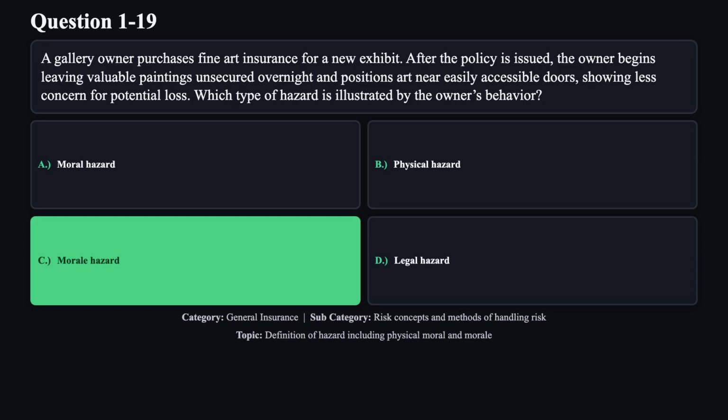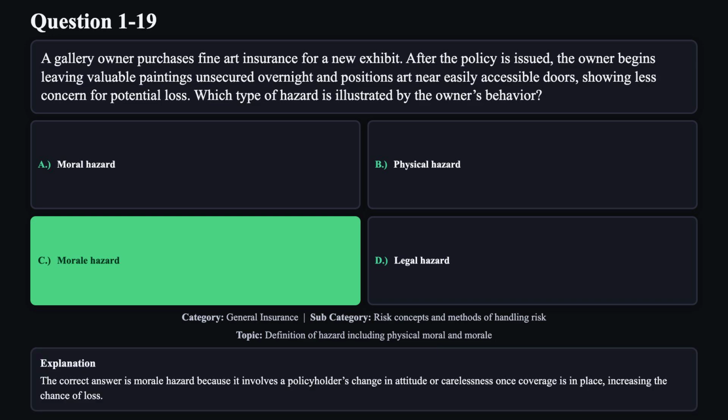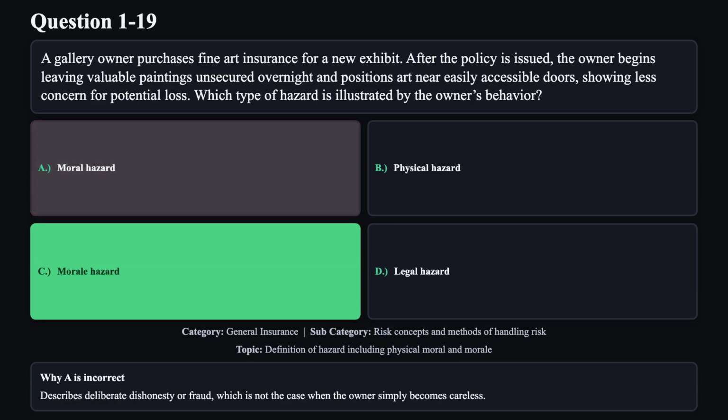The correct answer is C. The correct answer is moral hazard because it involves a policyholder's change in attitude or carelessness once coverage is in place, increasing the chance of loss. Reason A is not correct. Describes deliberate dishonesty or fraud, which is not the case when the owner simply becomes careless.